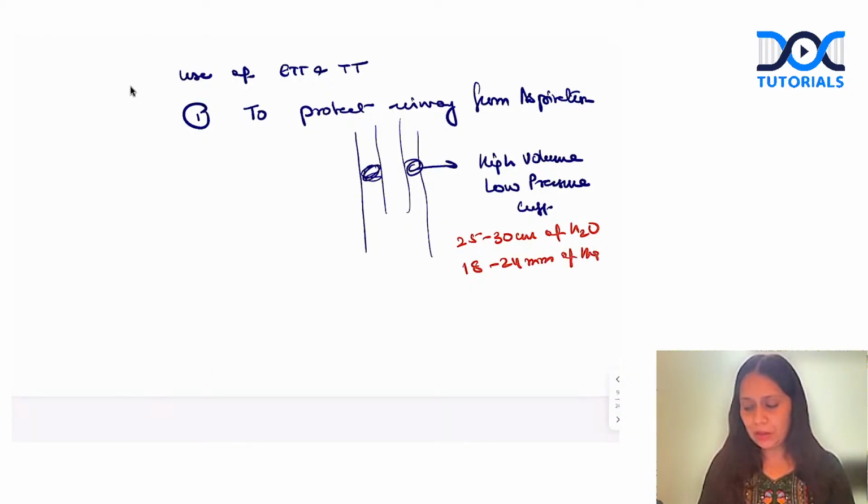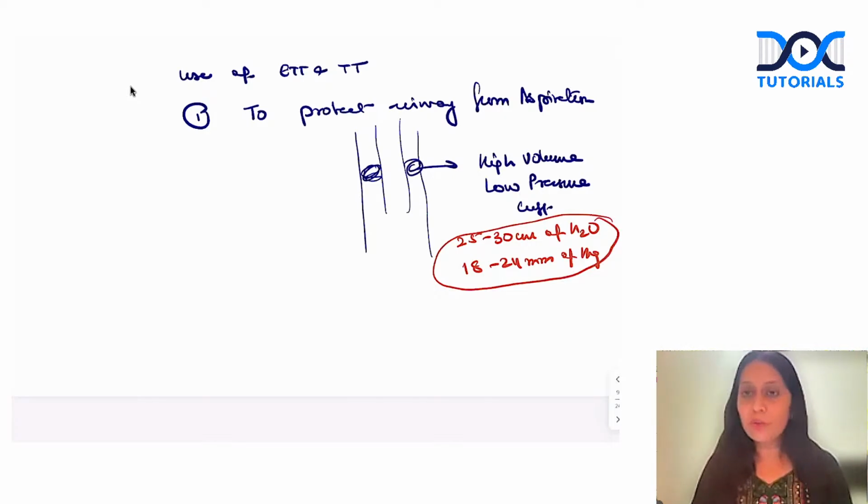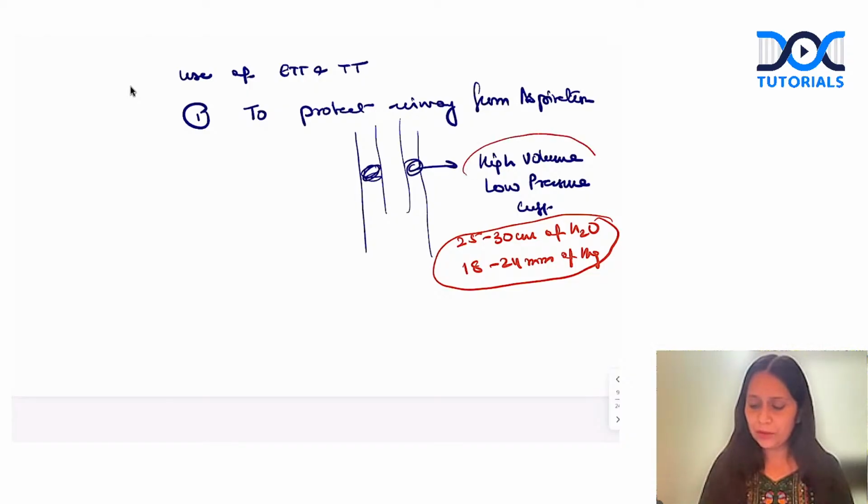Now, this is what is the pressure required to prevent aspiration. So this is the pressure to prevent aspiration. And the most common cough is high volume, low pressure cough, right? And this is to protect the airway from aspiration.